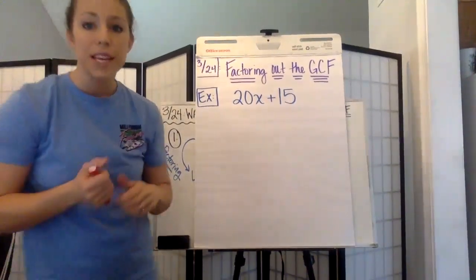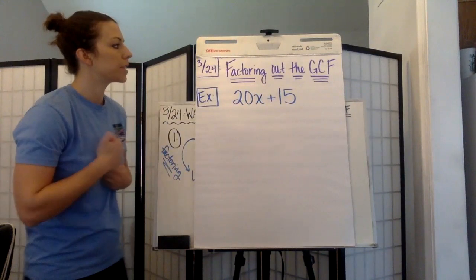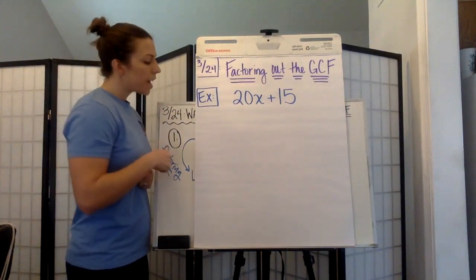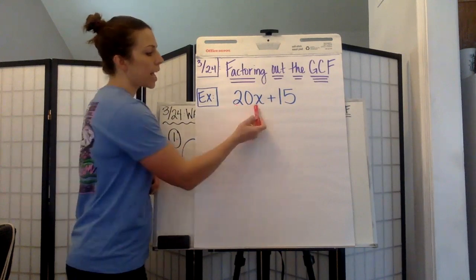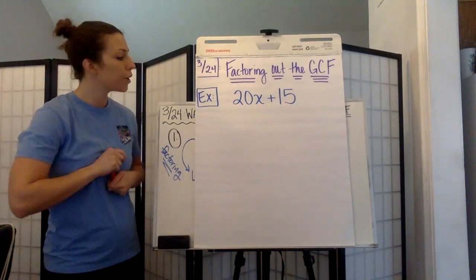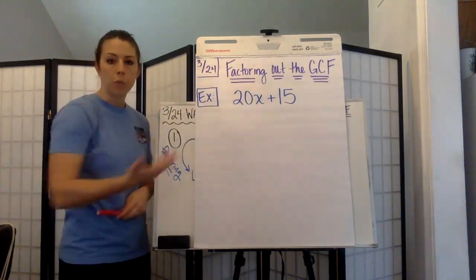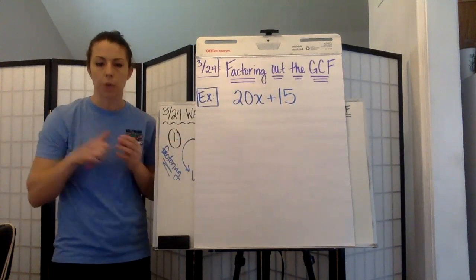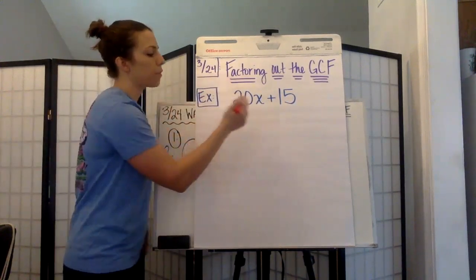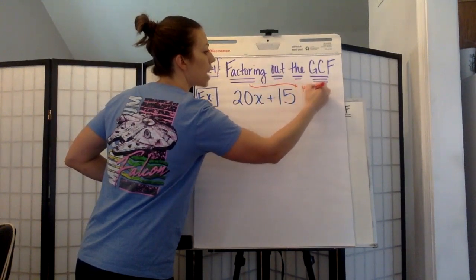All right, so this is an example that you're going to see on your practice. We're factoring out the GCF, or the greatest common factor. So I have a binomial here. I have 20x plus 15. Binomial because it has 2 terms, its leading coefficient is 20, it has a degree of 1, all of those things we already know. So the first thing, in order to factor, again, remember, factor means write as a product.